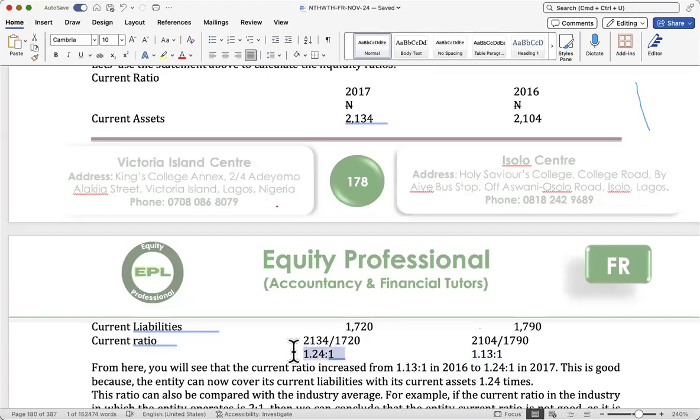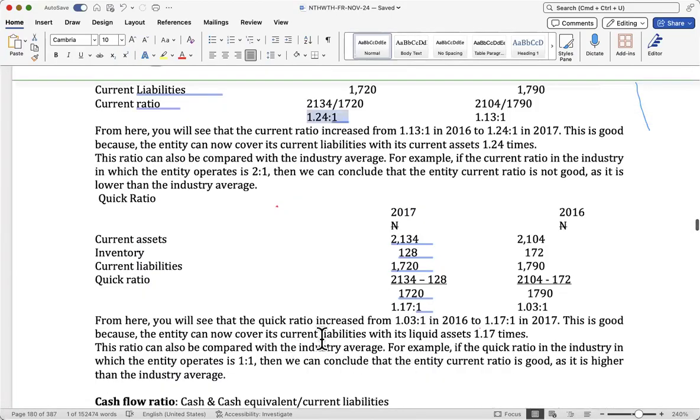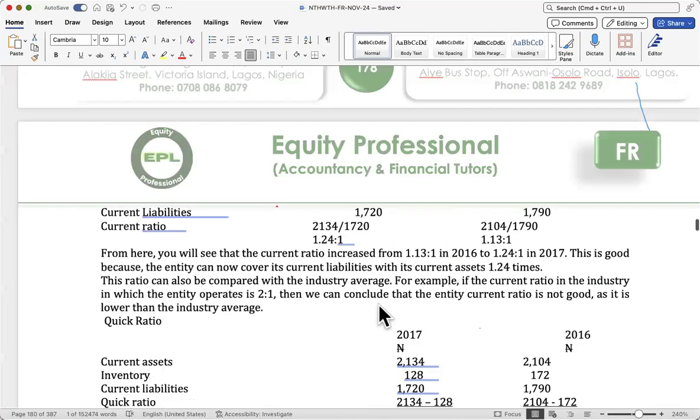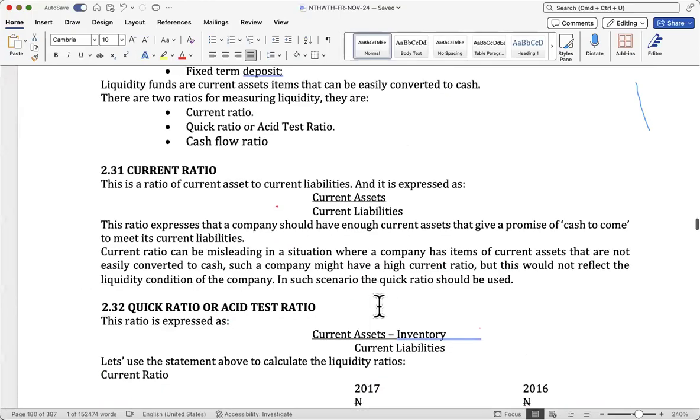So here 2017 is better. For the quick ratio, 1.17 to 1 and 1.03 to 1. Of course, 2017 is better like that. So the higher, the better. So that is liquidity ratio. You have learned three ratios: current ratio, quick ratio, and cash flow ratio.